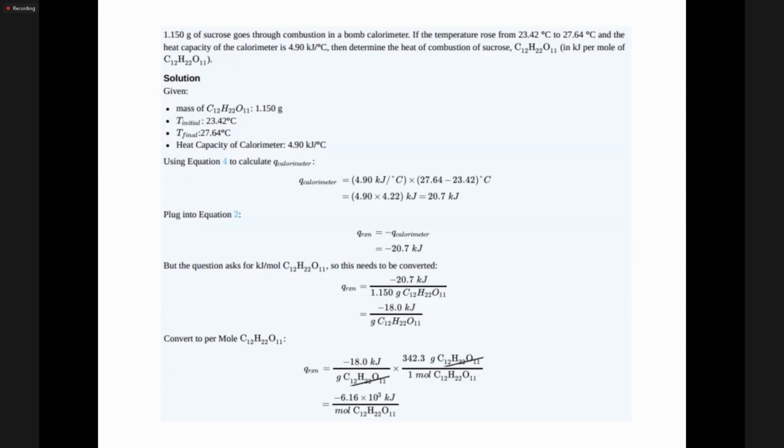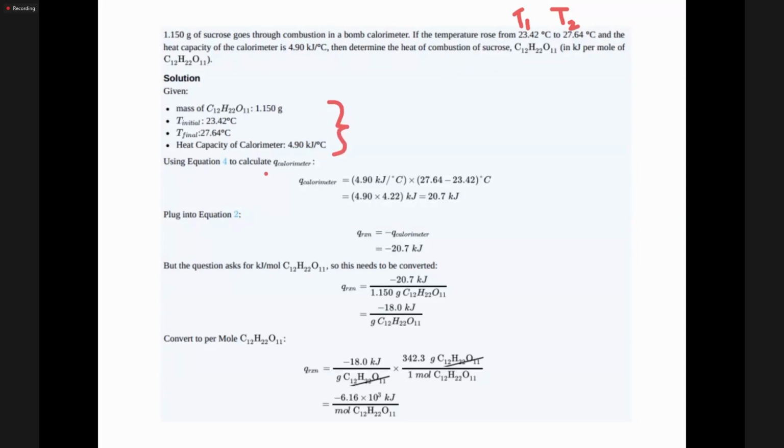Now we will see what is given to us. In any numerical problem, firstly you have to look at what information is given to you and what you can determine. Firstly we have 1.15 gram of sucrose. We have T1, that is T initial, as 23.42 degrees Celsius. And we have T2 as 27.64 degrees Celsius. The heat capacity of the calorimeter is 4.90 kilojoule per degree Celsius, which is written over here. So these four things are given to us.